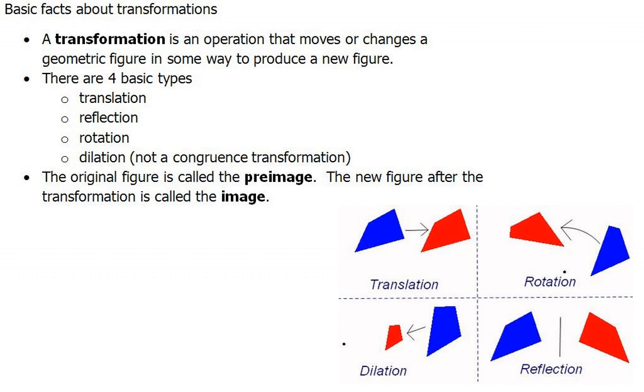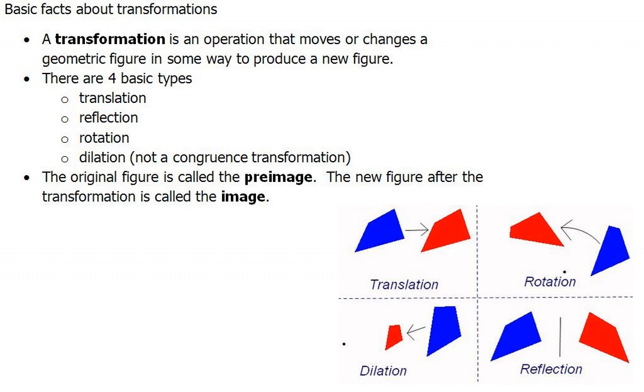Basic facts about transformations. A transformation is an operation. Well, here's the definition I just quoted just a moment ago. There are four basic types. There's the translation, reflection, rotation, and dilation. Notice that this is the only one that is not a congruence transformation. The original figure before we do the transformation is called the preimage, and the figure after the transformation is called the image. And here again is the picture of those four things.